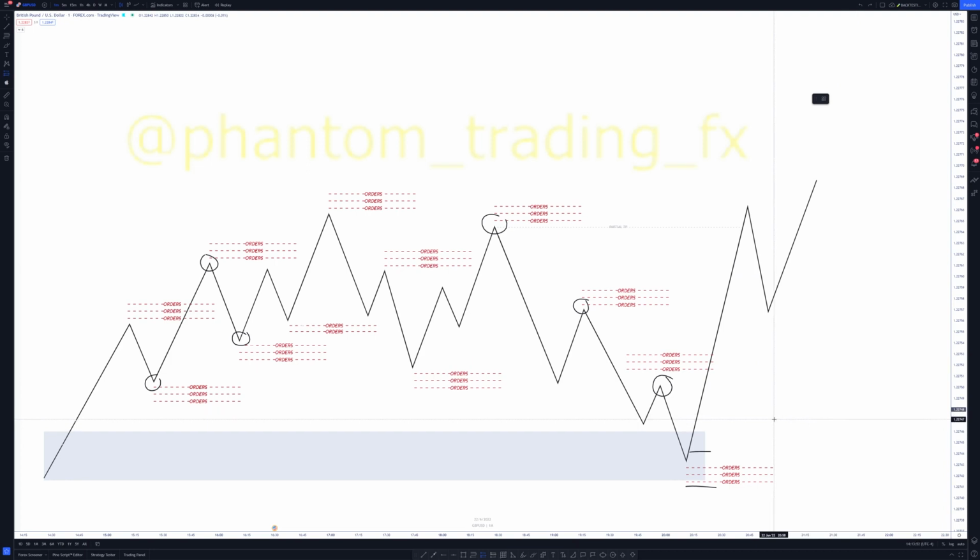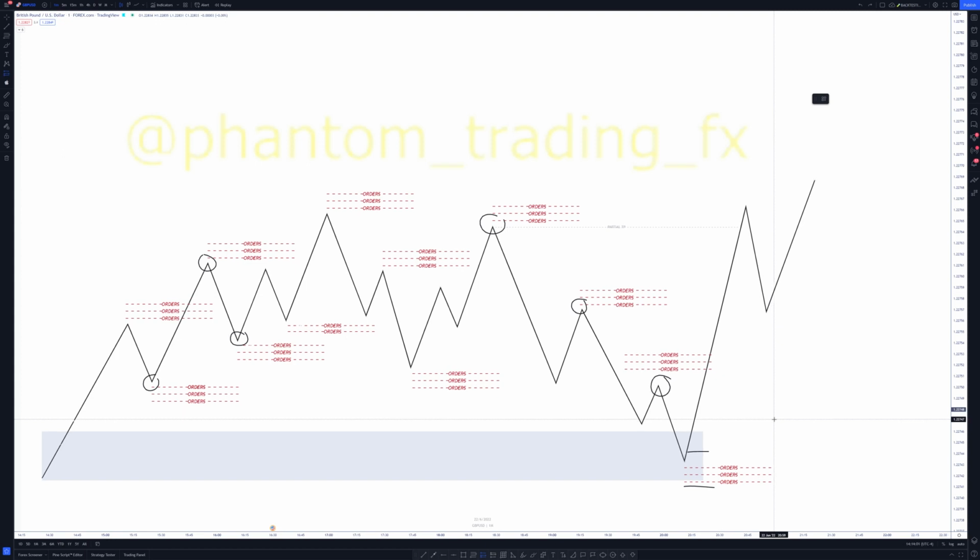And again, at Phantom Trading, we give you all the tools that you need in order to build that skill. It is not an easy skill to build by any means, but it's definitely a necessary one if you're going to try and trade this way, right?